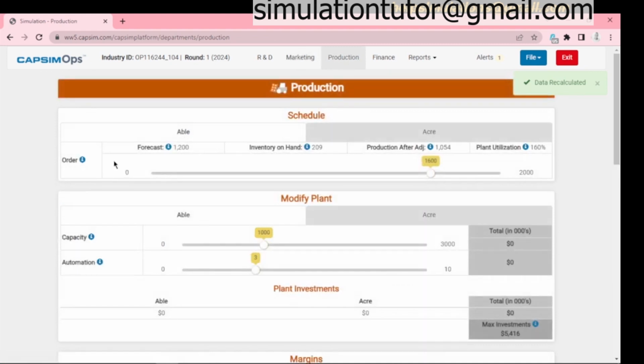Therefore, for the forecast we said we will sell 1200, but remember we have about 200 units of inventory at hand, so we have to less that. So it's about 1000. For the production schedule, maybe we can lower this to about 1000 or maybe 1050. I think this will be a good figure so that we can have an extra remaining, because maybe we can win a larger market share. For plant utilization, we have dropped it to about 105, which is not bad.